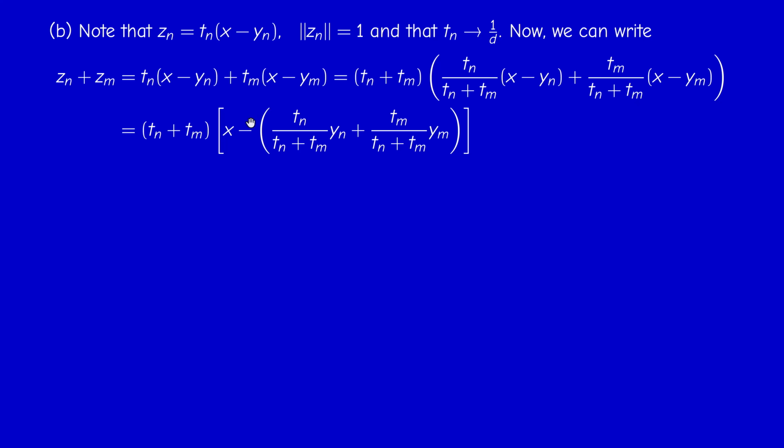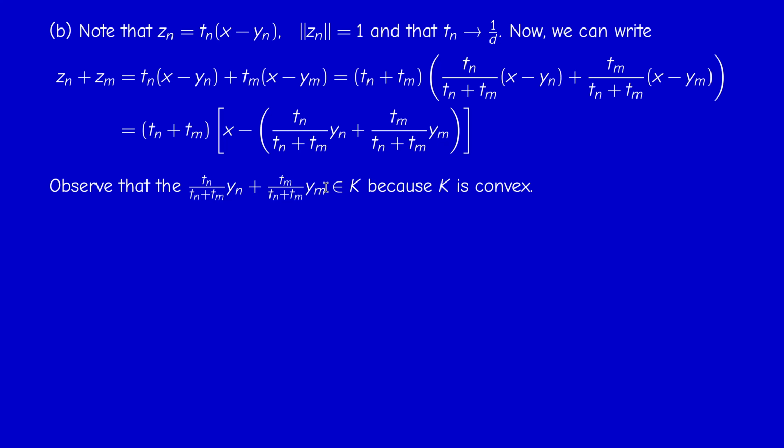So why did we do this? Because Yn and Ym are in K, and the term in parentheses is what we call a convex combination of Yn and Ym, because the coefficients are positive and they sum to 1. Therefore, since K is convex, the term in parentheses belongs to K. So when we take the norm, we get Tn plus Tm, which is positive, times the norm of X minus this point. This is of course bigger than the infimum, because the infimum is the lower bound. And that's it: this is just (Tn plus Tm) times D.